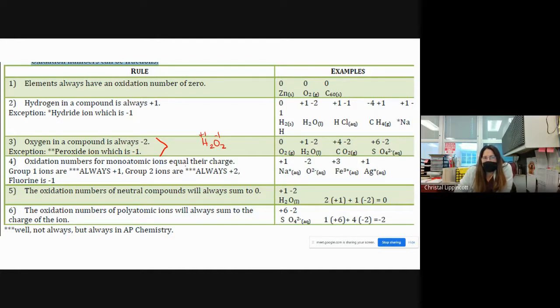Oxidation numbers for monatomic ions will always equal their charge. Oxidation numbers for neutral compounds should always add up to be 0. And the oxidation numbers of polyatomic ions add up to their net charge. And I already kind of showed you one of those.